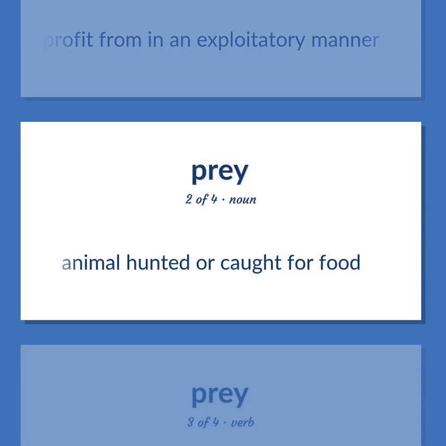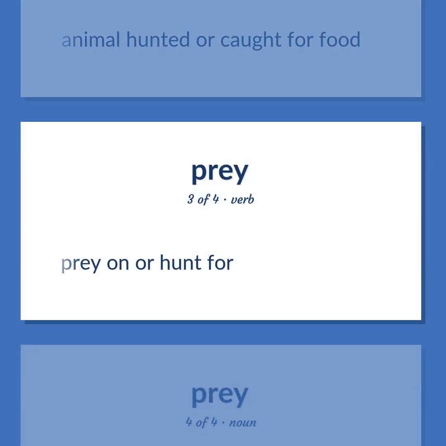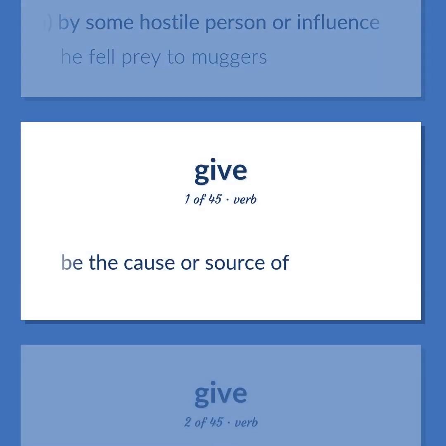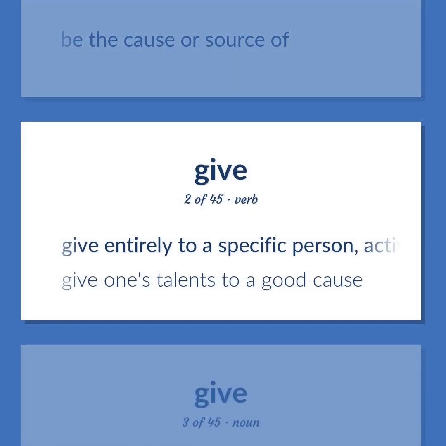Animal hunted or caught for food. Prey on or hunt for. A person who is the aim of an attack, especially a victim of ridicule or exploitation, by some hostile person or influence. He fell prey to muggers. Be the cause or source of. Give entirely to a specific person, activity, or cause. Give one's talents to a good cause.